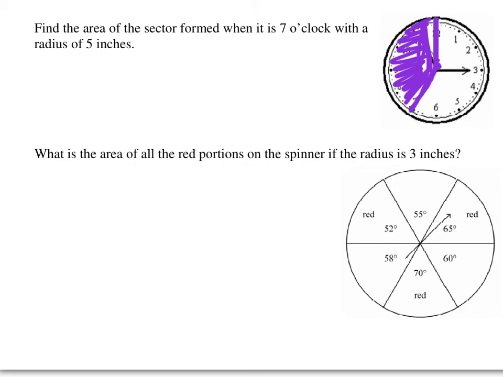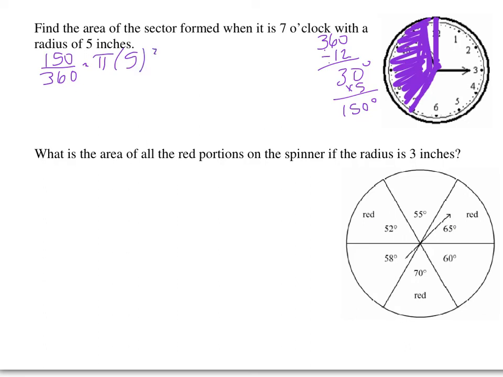So to do that, if you think back, we did a warm-up like this a while ago. So if we take 360 divided by the 12 sections on our clock, we get 30 degrees. But from 7 to 12, there are 5 sections in there. So we need to multiply by 5. So this portion of our clock is 150 degrees. And now we can go ahead and set everything up. So our degree over 360 times our pi r squared, which is our 5.